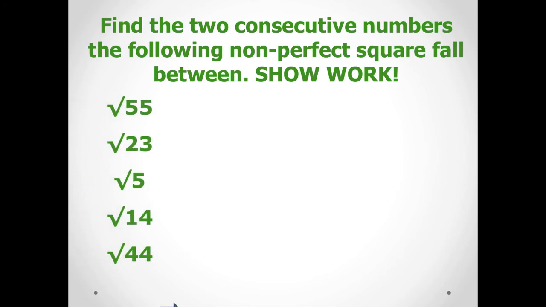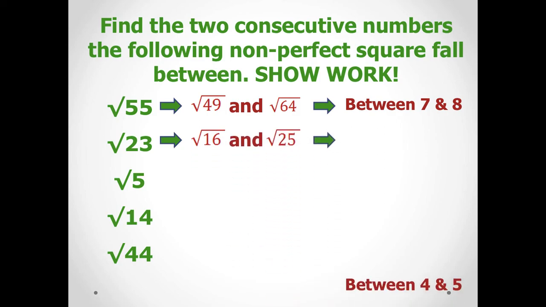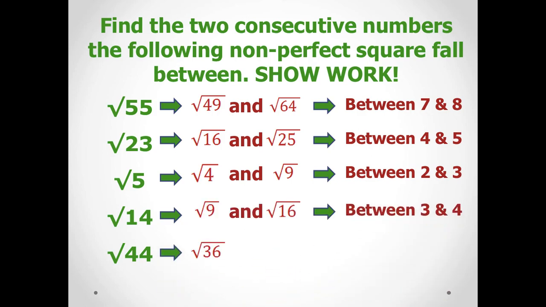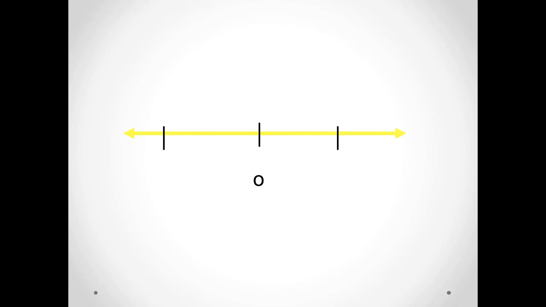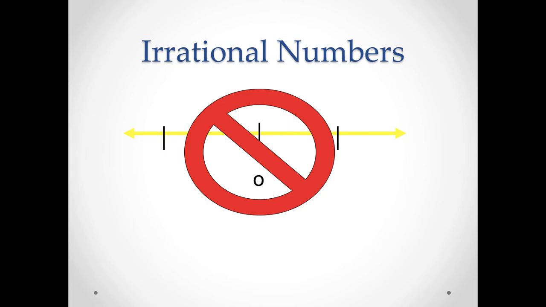Here are some examples of the non-perfect squares, like the square root of 55 will be in between the square root of 49 and 64. What is the square root of 49? 7, and the square root of 64 is 8. Similarly, we are going to find out for all these non-perfect squares. And what are these non-perfect squares called, which are not perfect? They are called irrational numbers.